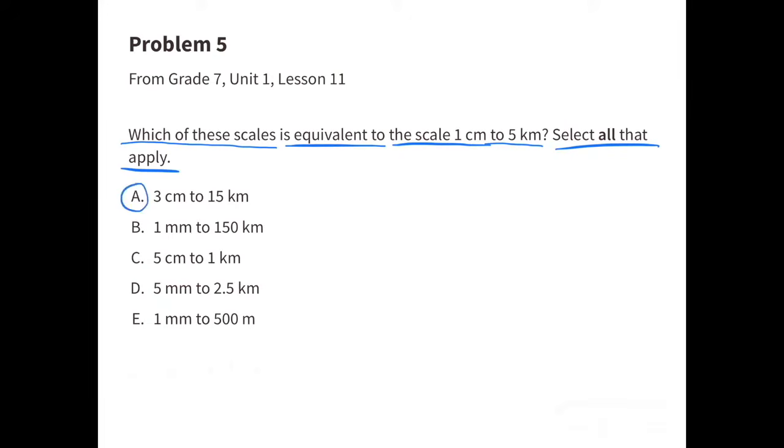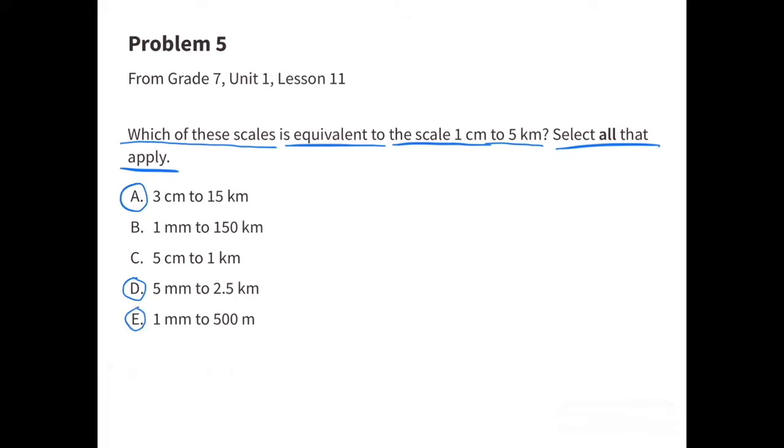A. 3 centimeters to 15 kilometers. That's equivalent to 1 centimeter to 5 kilometers. 1 times 3 is 3, and 5 times 3 is 15. D. 5 millimeters to 2 5/10 kilometers is equivalent to the scale of 1 centimeter to 5 kilometers. 1 centimeter divided by 2 equals 5 millimeters, and 5 kilometers divided by 2 equals 2 5/10 kilometers.